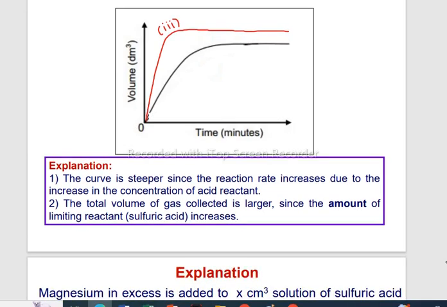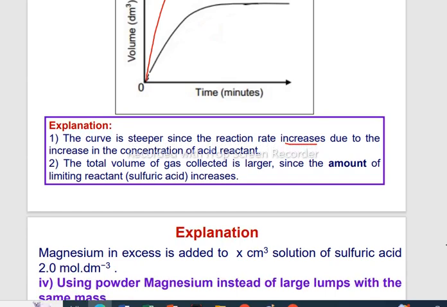Now, as an explanation, the curve is steeper since the reaction rate increases due to the increase in the concentration of acid. The total volume of gas collected is larger, so it's above the original curve, since the amount, which is the mole number, of your limiting reactant increases as well.